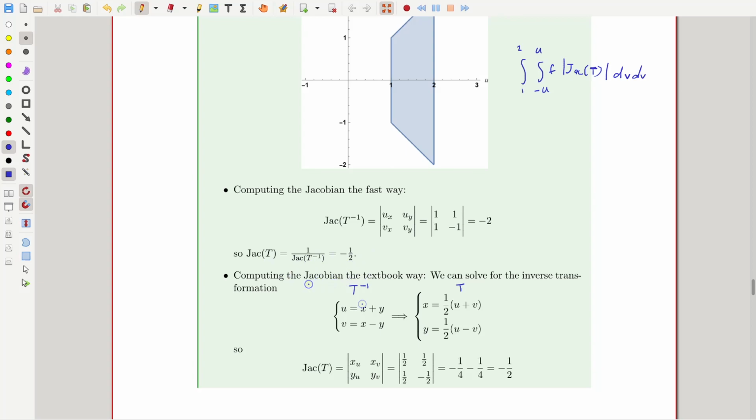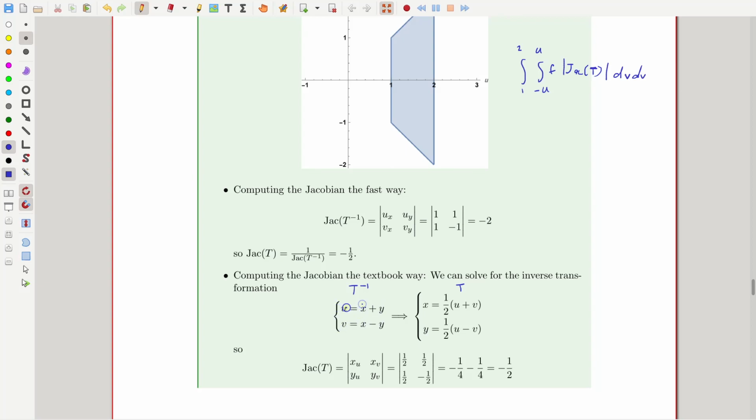If you do it the textbook way, what you would do is solve for the inverse transformation to this transformation. So you want a function for x that depends on u and v, and a function for y that depends on u and v. The way you think about this, if you're not already familiar, is you solve the system of equations for the other collection of variables. So notice that you have a nice property that shows up.